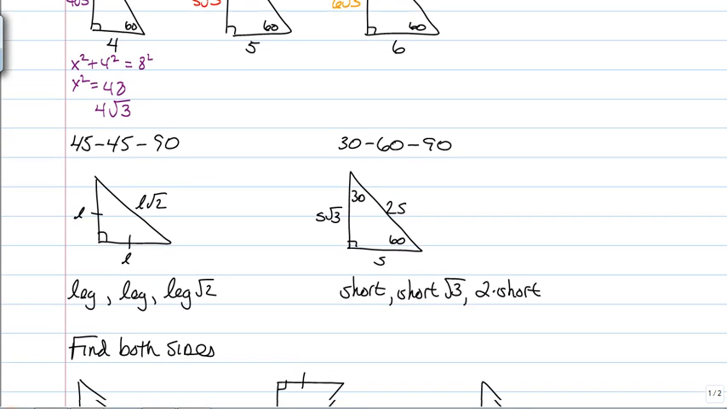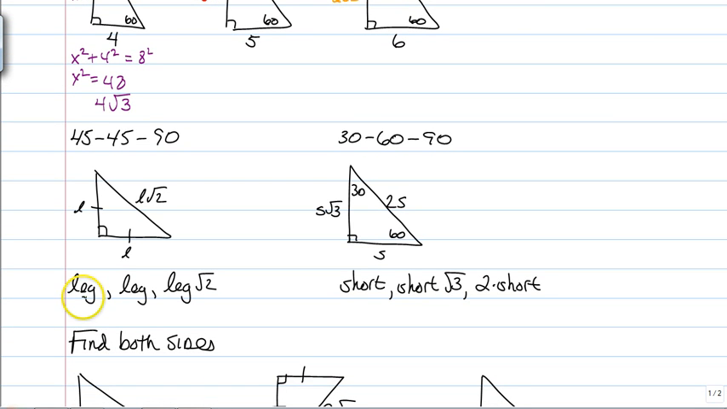So your 45, 45, 90 will always have this pattern. The legs are congruent because it is isosceles, so you have leg, leg, and then you have leg root 2. The hypotenuse is always going to be whatever your legs are times the square root of 2. Now your 30, 60, 90 is always going to have a short side and a long side. And the long side is your hypotenuse, and it's going to be 2 times the length of your short side, like we saw in the pattern earlier. And this side is always going to be whatever the short side is, root 3.